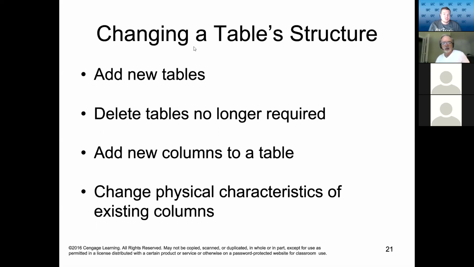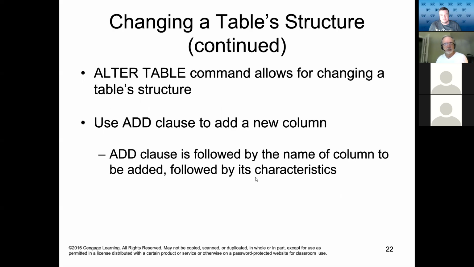So believe it or not, changing a table structure is adding new tables and deleting tables. But what we're really talking about is how do we add new columns to a table, or how do we change the physical characteristics of an existing column? To do that, we're going to utilize some new keywords, alter table. Alter is a keyword to get familiar with. It does mean to alter or to edit something, because you're going to use the keyword alter in quite a number of things. In this case, we're altering a table, so we're going to use the alter table command. And we're going to use the add clause to add a new column.